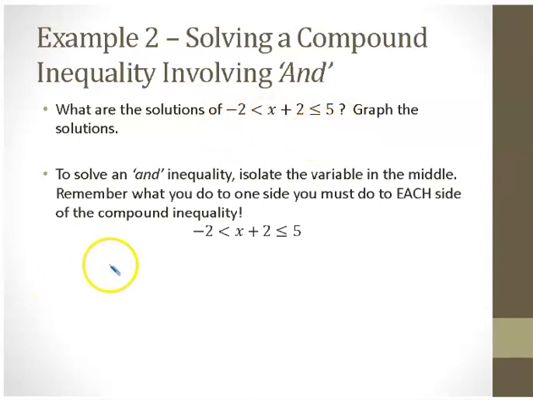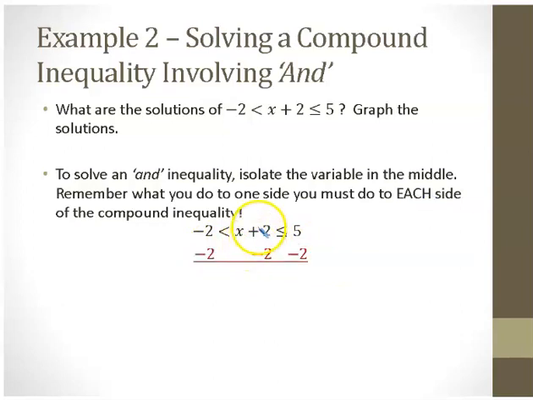So it says to solve an and inequality, we have to isolate the variable in the middle, okay? Whatever we do to one side, we have to do to each side, right? Each side of the compound inequality. Not just one, but both. And it will look like this.